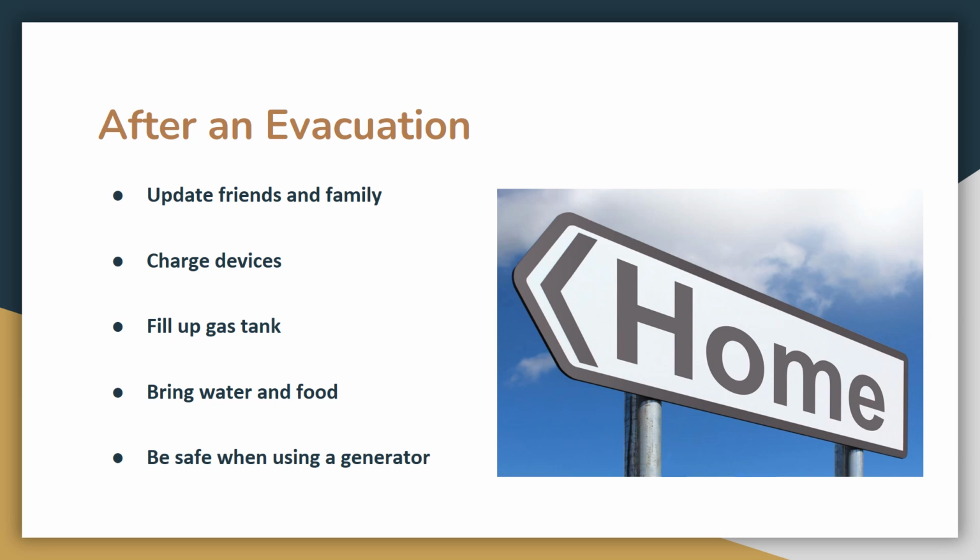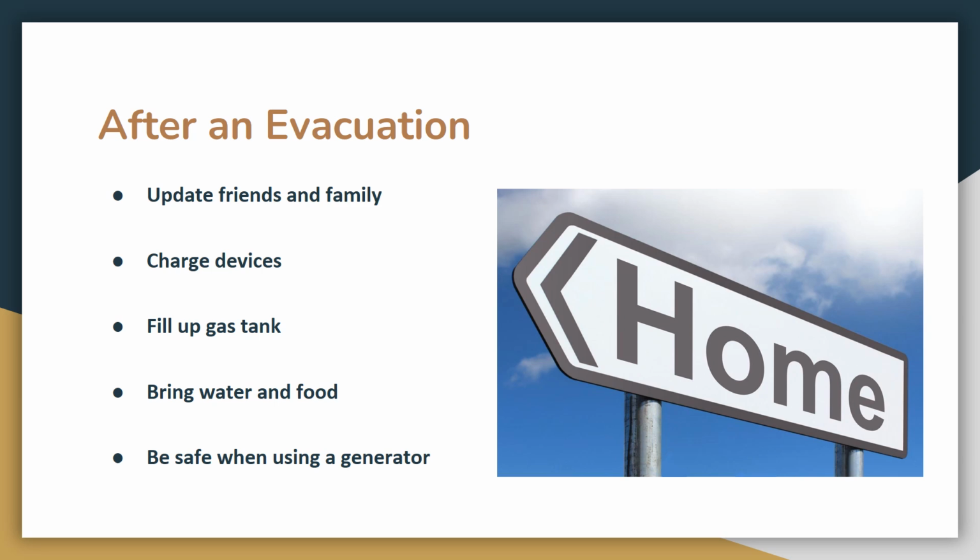And then similar to when you're leaving for an evacuation, being alert while you're driving is still going to be essential while going back home. Keep an eye out for down power lines or utility lines. If you see them, stay away from them and report them immediately to the power company or utility company.